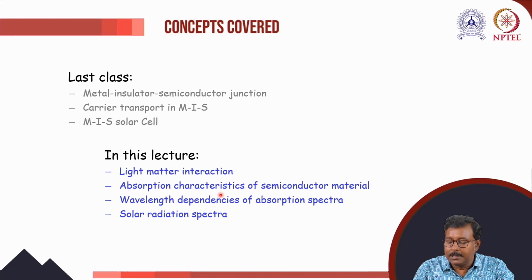Then the absorption characteristics of semiconductor material, wavelength dependencies of the absorption coefficient, and the solar radiation spectrum. These are all important in the context of the modeling of a solar photovoltaic cell.